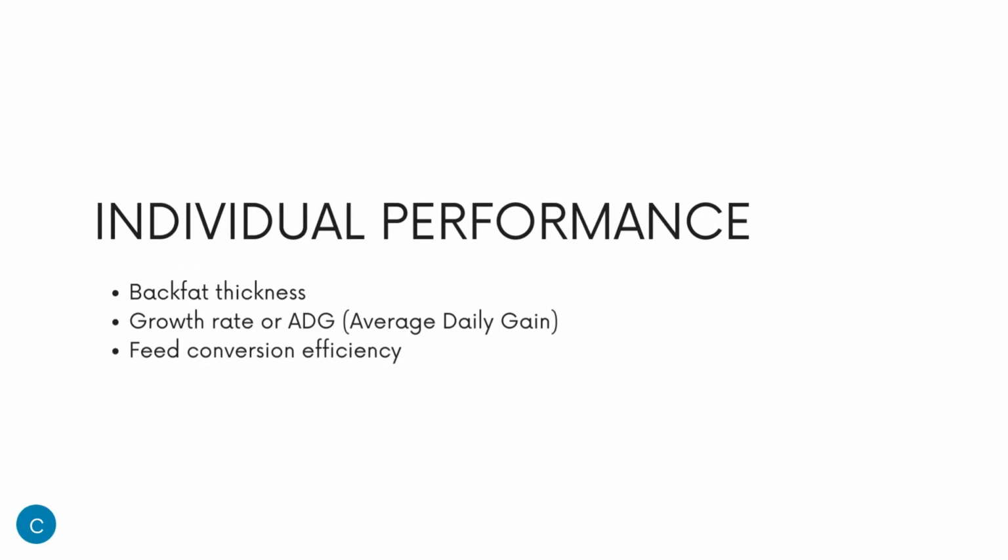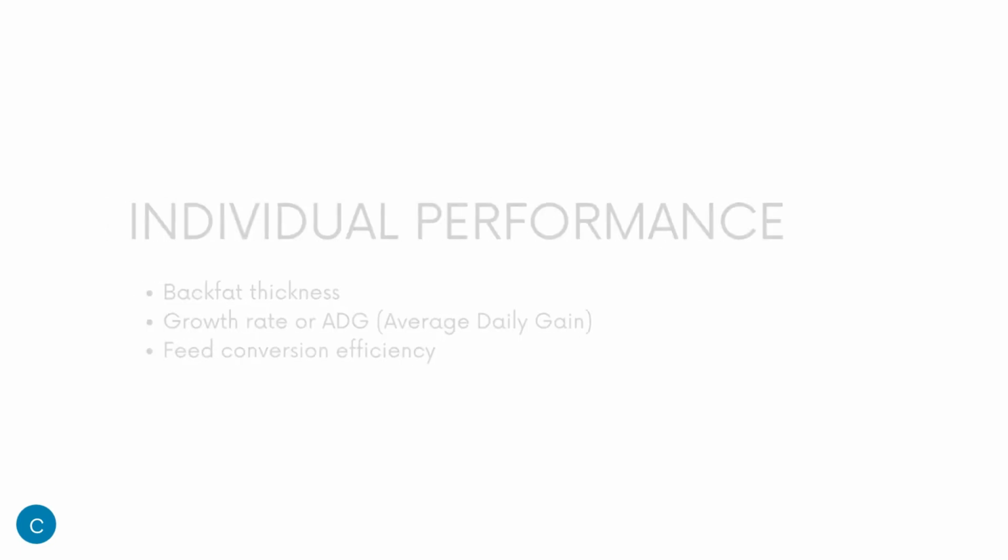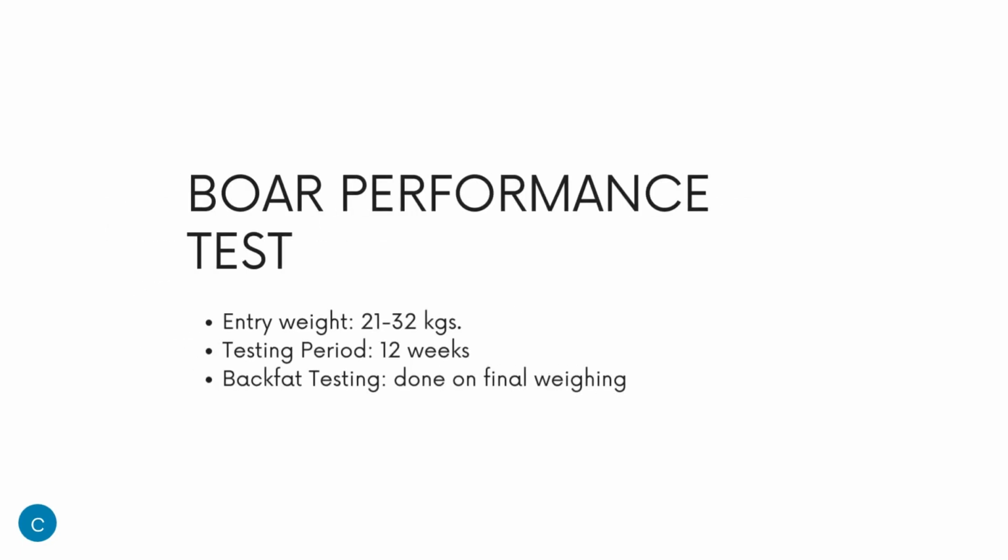The criteria for individual performance are the back fat thickness, the growth rate or ADG, also known as average daily gain, and feed conversion efficiency. For the boar performance test, upon entry it should weigh 21 to 32 kilograms, and the testing period is 12 weeks. The back fat testing is done on final weighing.